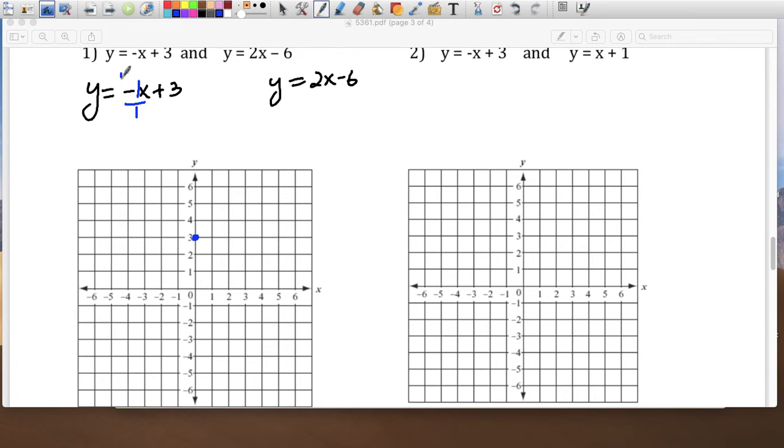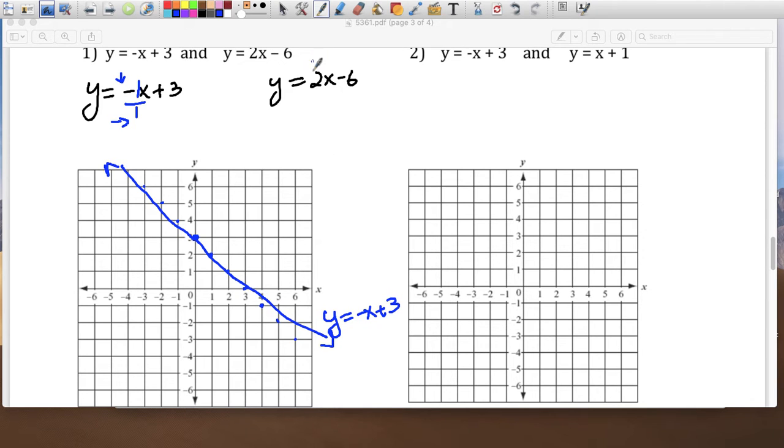So this one, the changing y value is going to be 1. So you go from here, you go down 1, and the changing x value, you go right 1. So down 1, right 1, down 1, right 1. We have more than enough points to create a line. Right? So hopefully I can do this. And I sort of can. All right. So I'm going to label my line, y equals -x plus 3.